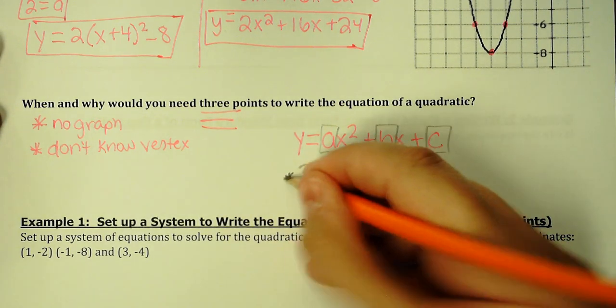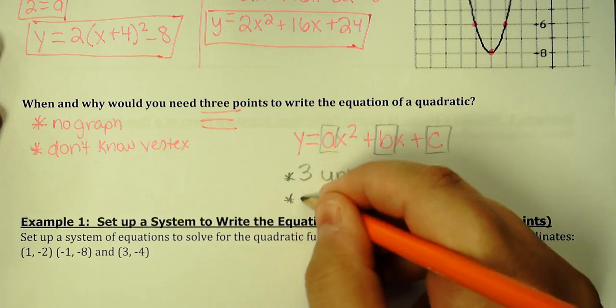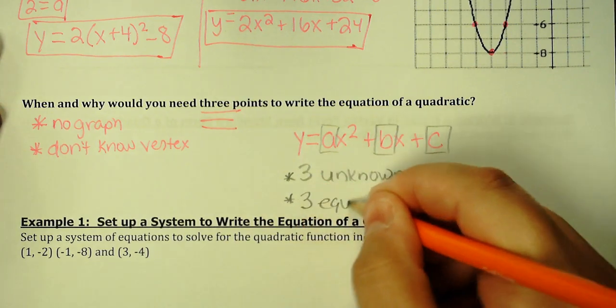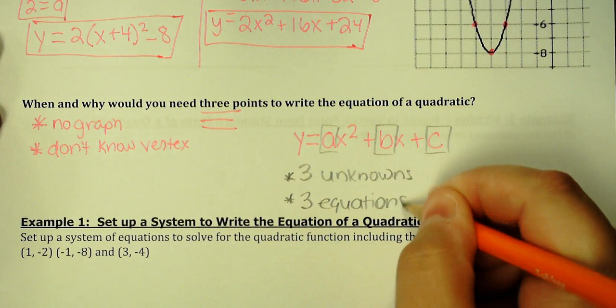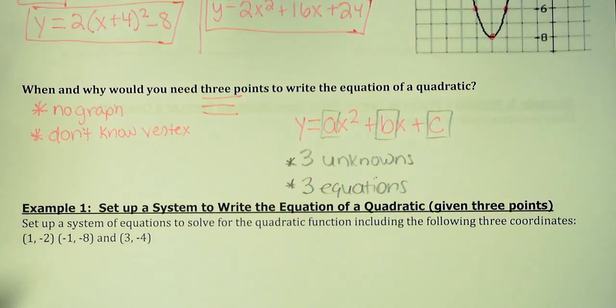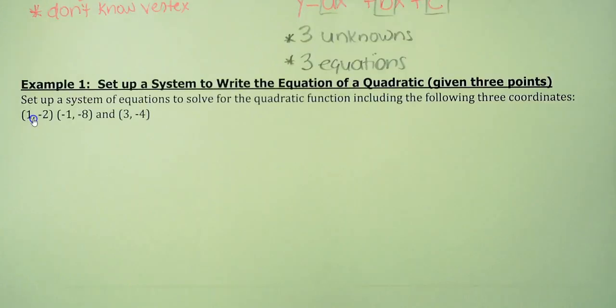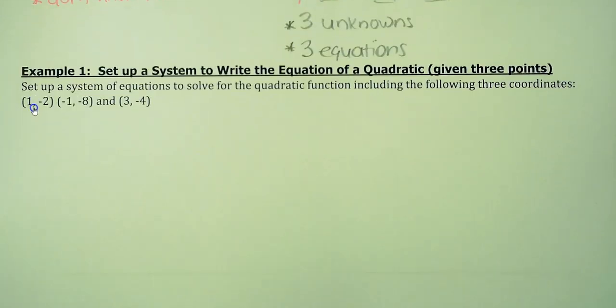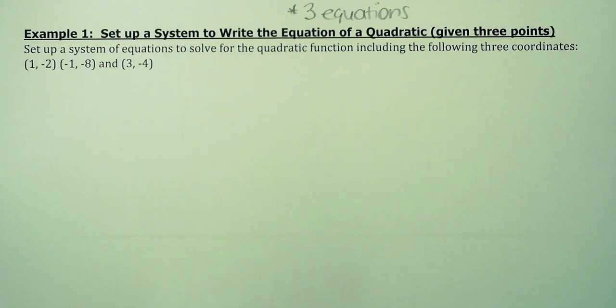But if you have 3 unknowns, you need 3 equations to solve. And so this is going to be a little bit of a throwback to our 3x3 systems, and I'm going to explain that in our first example down here. Okay, so my example, since I don't know a vertex and I don't know a picture for this graph, I can't see what's going on or how these are connected, we need 3 points.